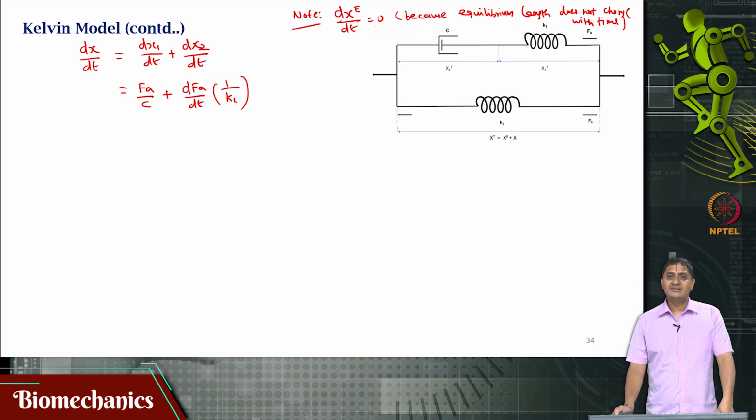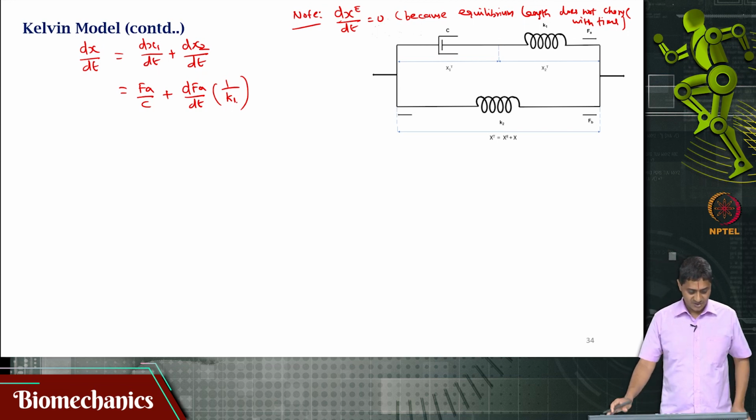Now, a question is, what is the relationship between the total force and Fa and Fb? What is the relationship between Fa and Fb? Because in this equation, it seems to me like I am only having Fa. What is the relationship between Fa, Fb and F? That is the question. Okay.